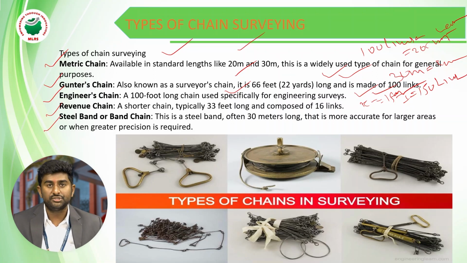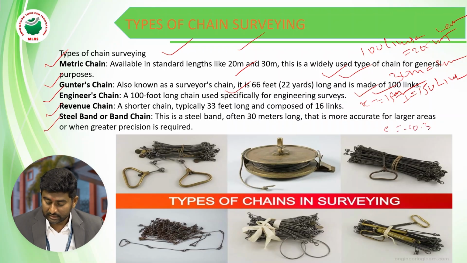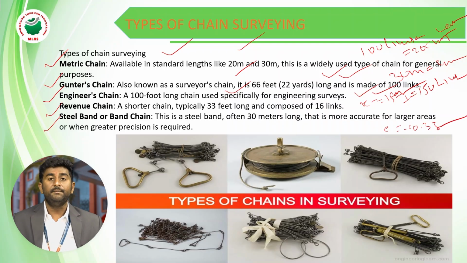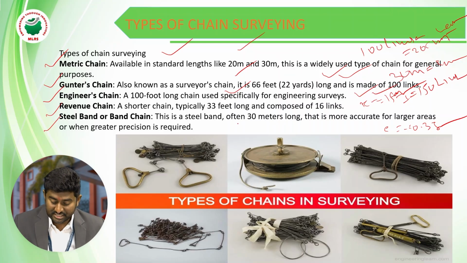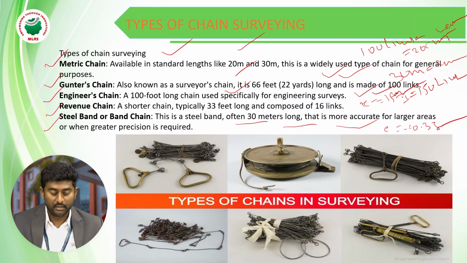Next, coming to the revenue chain. This revenue chain is 36 feet in length. Each link is 0.3 feet long. Next, coming to the steel band chain. This steel band chain is 30 meters long and is more accurate on large areas, where greater precision is required for the survey.